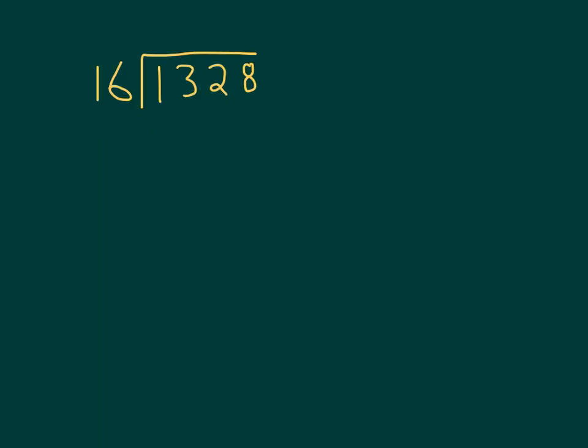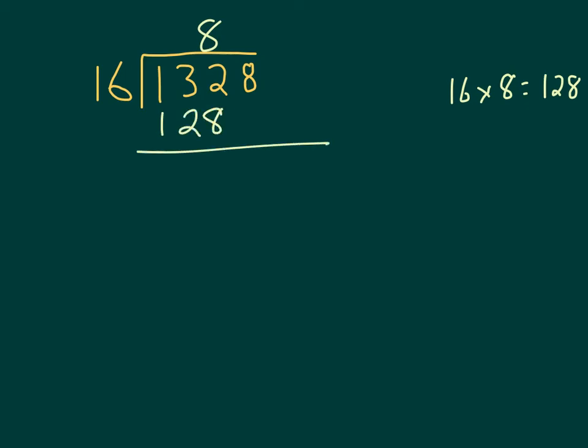So for the first one, I'd say how many 16s in 13? Well, of course, there are none, so I'd now be asking myself how many 16s in 132? After a bit of calculating, hopefully you worked out that there were 8, and that is 128, because 8 16s are 128. That leaves a difference between 132 and 128, which is 4. And I'll pull down this 8. And so now I'm asking myself, how many 16s in 48? Well, there are actually exactly 3. If I take off 48, that leaves me with no remainder, so my answer, 83.